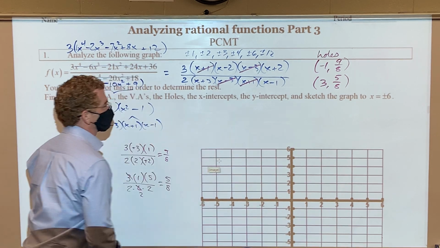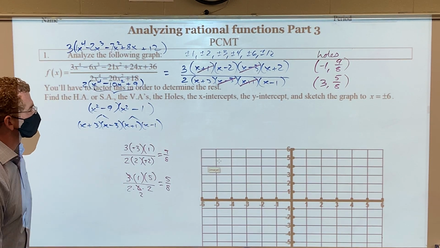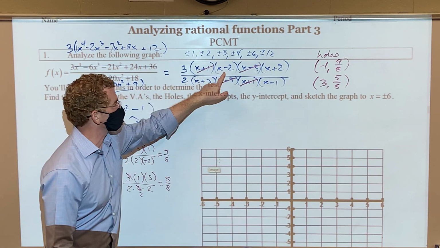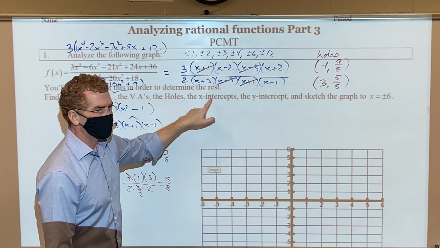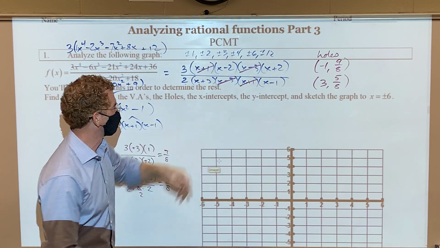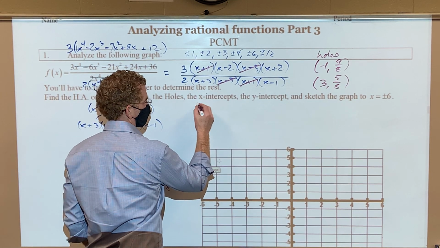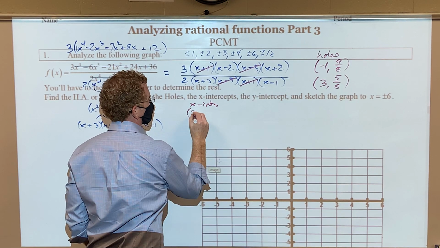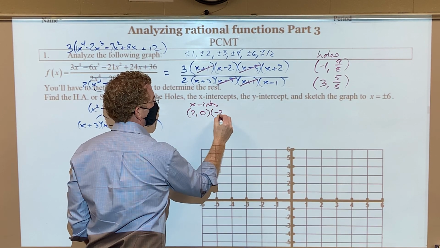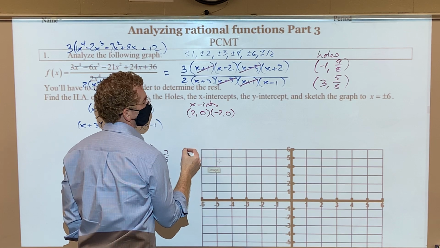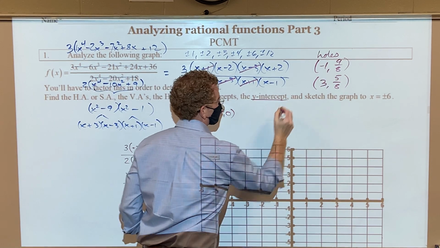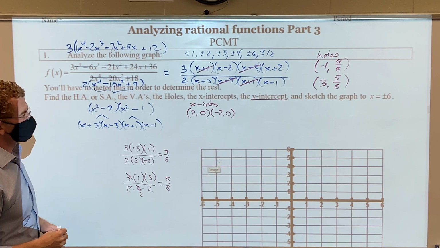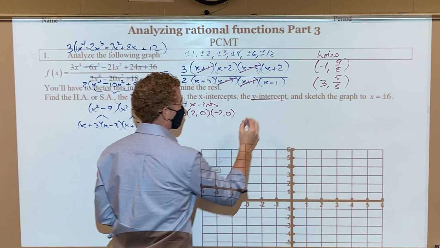And where are my x-intercepts? They're not all 4 of those factors. There's only 2 left, right? So my x-intercepts are positive 2 and negative 2. So 2, 0, negative 2, 0. How do I find the y-intercept? Plug in 0 for x.